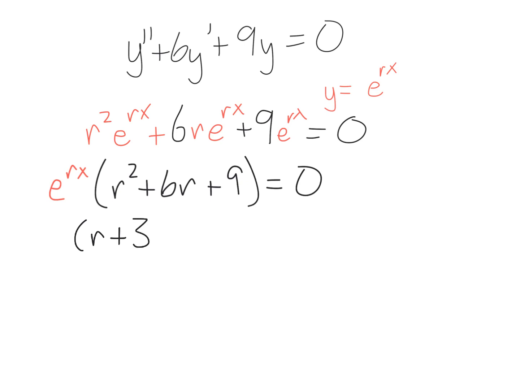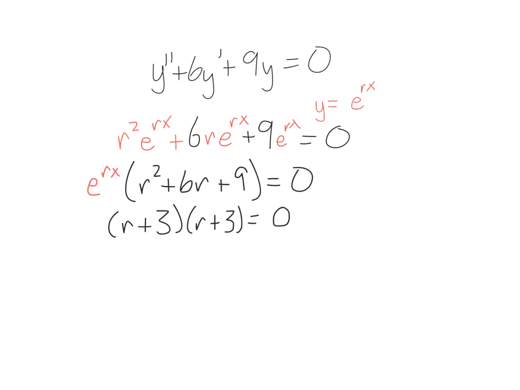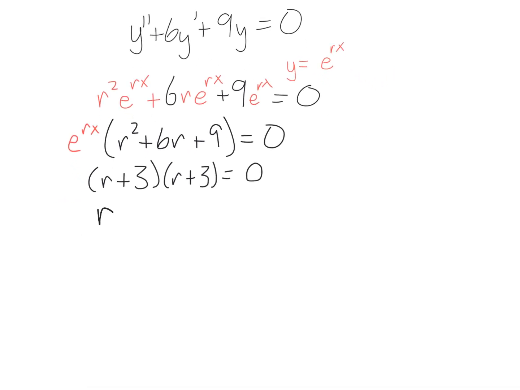So now I just need to figure out what makes r squared plus 6r plus 9 equals 0. Well, if I factor that, that's a pretty easy factor. I get the solution r equals negative 3 twice. So that means that our first part of our solution here, we've got multiplicity of 2. We've got negative 3 twice.